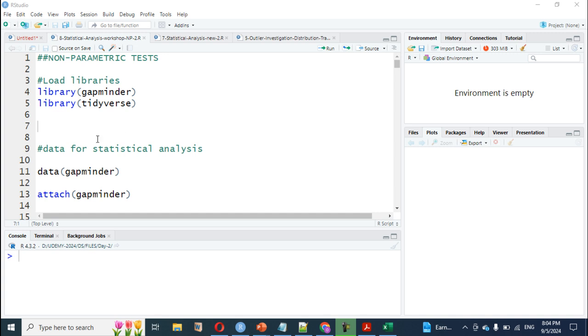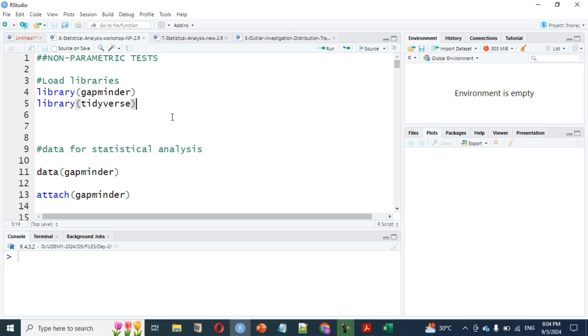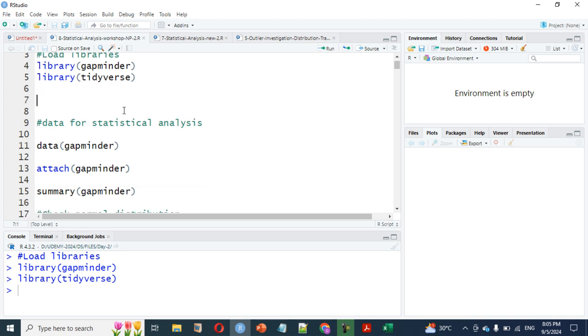And we want to look at our library first. We have a common library. We want to use gapminder. This is where our data set will come from. And we also have a library called tidyverse, which I've been using before. So we're going to load the libraries now. All right, after loading them, we need to describe what is inside this gapminder.